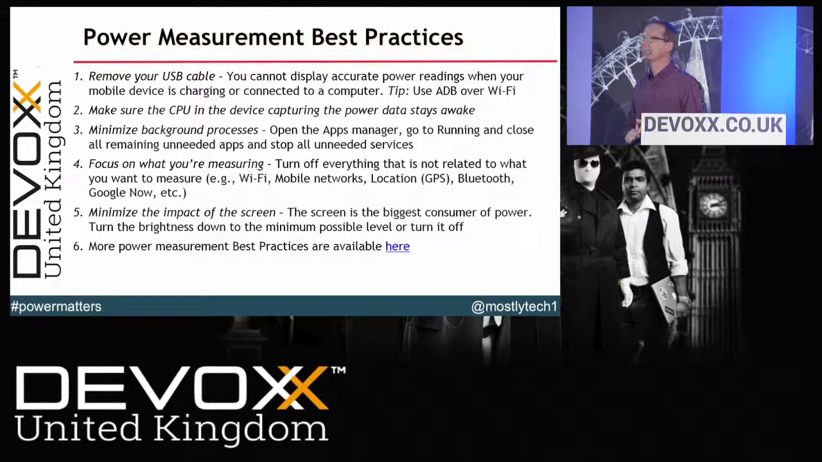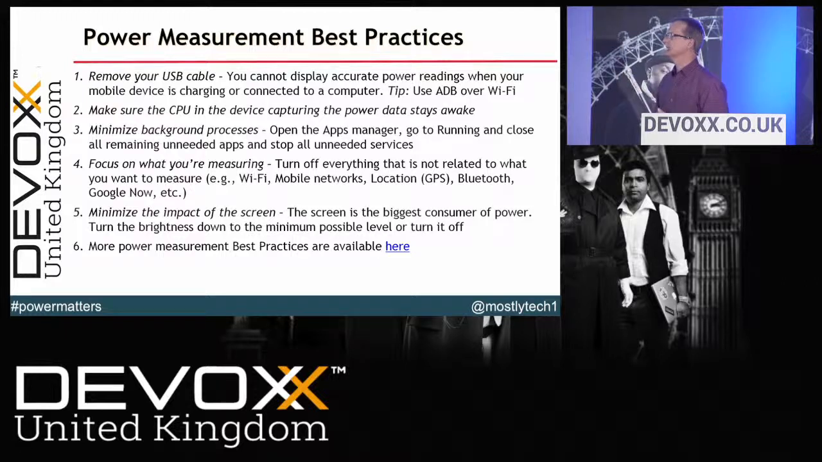You want to minimize the background processes. It's crazy how much stuff is running on Android or iOS in the background, and it makes a big difference. I did a test, and I found about a 30% delta in power between when I closed every unneeded service and app, and when I just let the device run in its standard mode. I like to use Android Nexus devices because they have a lot less running in the background than some of the carrier devices.